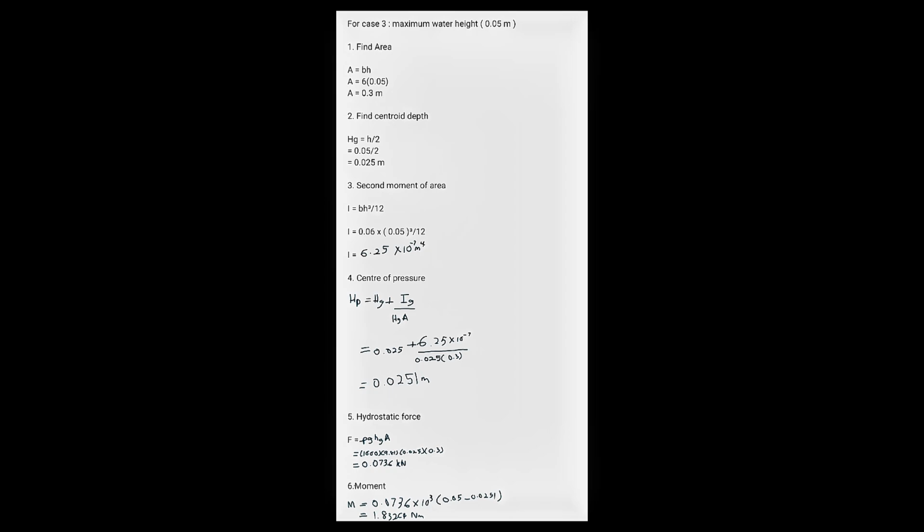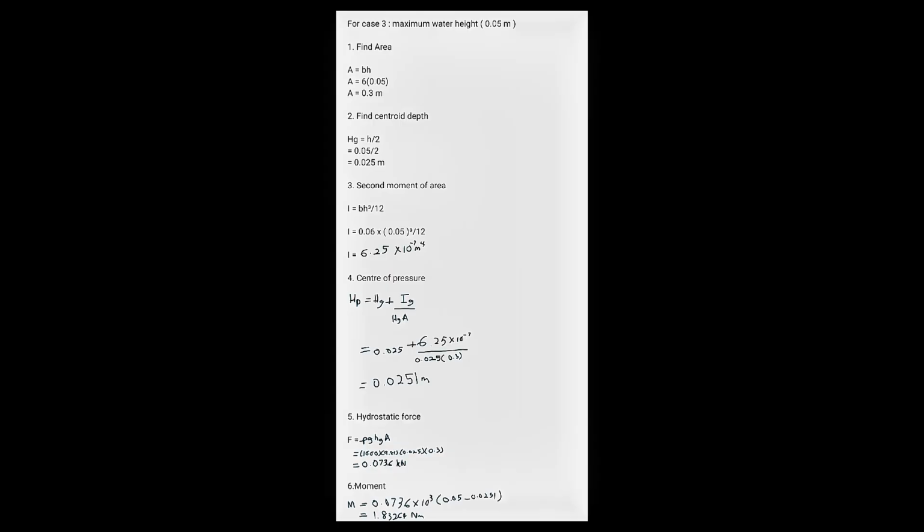You guys must think that there's no calculation, right? But there are two calculations, and the difference between these two is only in their height, which is for case 2 it is 0.03 and for case 3 it is 0.05.